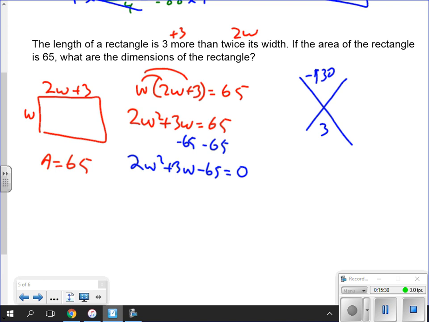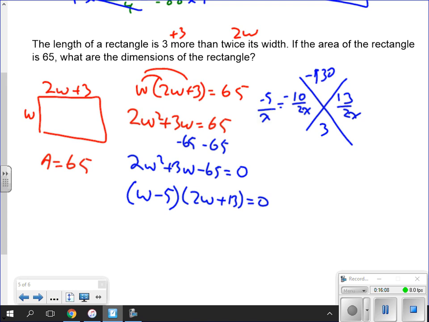I need two numbers separated by 3 that multiply to give me 130: 10 and 13. And there'll be a negative 10 and a positive 13. Think about it. Negative 10 times 13 gives you negative 130. Negative 10 plus 13 is 3. I have a 2w in front, so I divide them both by 2. This one reduces to negative 5, and actually, sorry, over 2 and over x. So my factors are w minus 5 and 2w plus 13 is equal to 0.